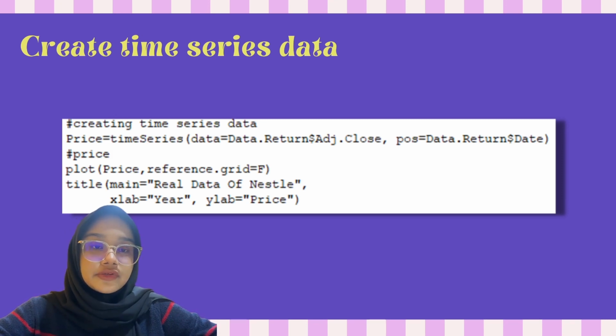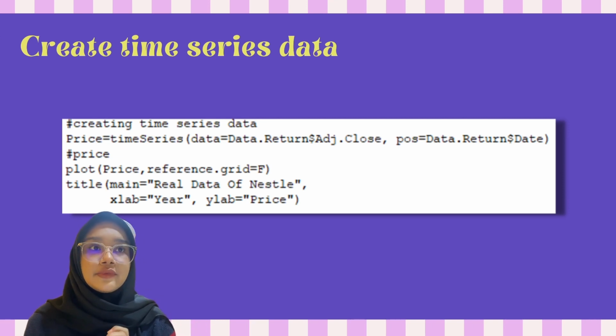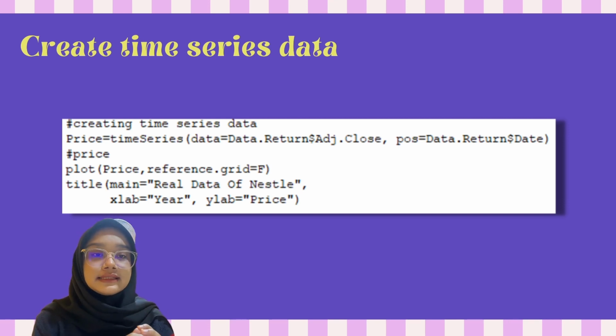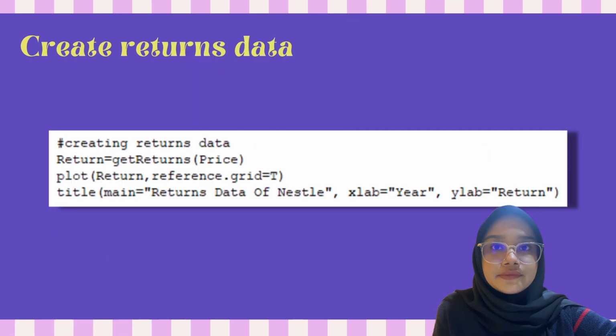For step 1, by using S-PLUS and the function of S-PLUS in FinMetrics, we can create time series data, where we need to declare the data with the name of the file and the series of data. We declare the file name and the date after taking the data before we run the program. And here is the output that we get for the real data of Nestle.